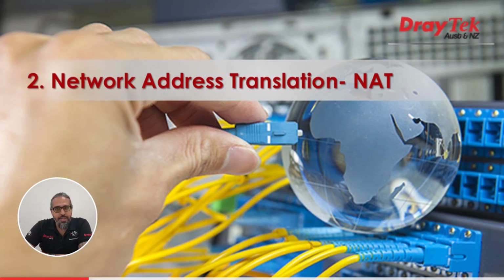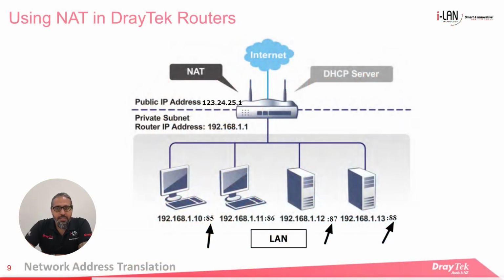So, network address translation is a mechanism where one or more private IP addresses can share a single public IP address. Here you can see that the router is in action providing NAT, allowing several LAN users to access the internet using one WAN IP address. So any local user that's communicating with the internet will show the same public IP address, which in our example is 123.24.25.1.